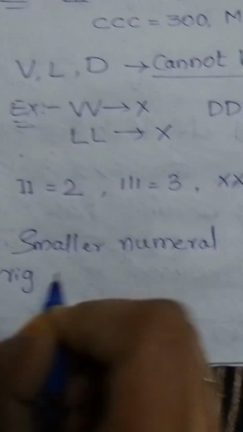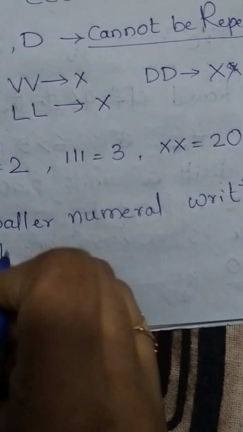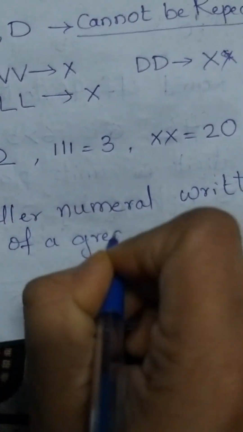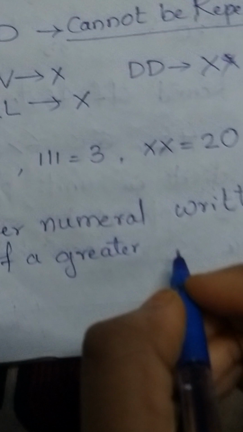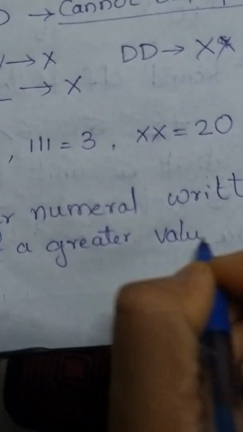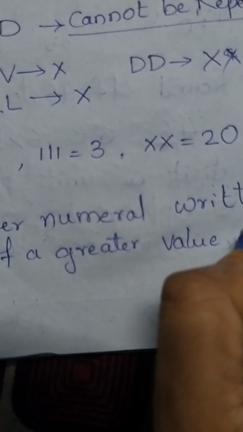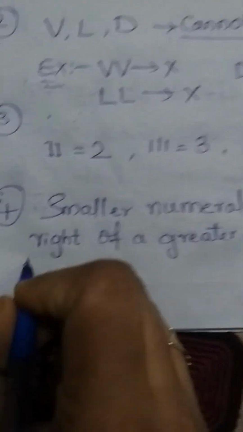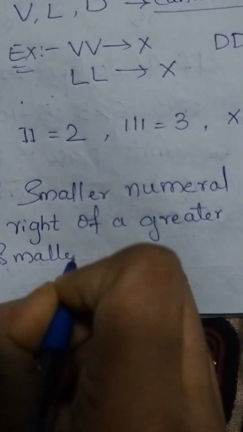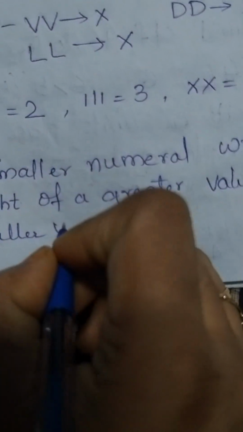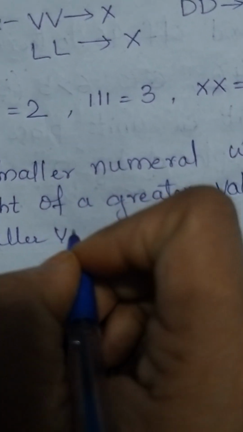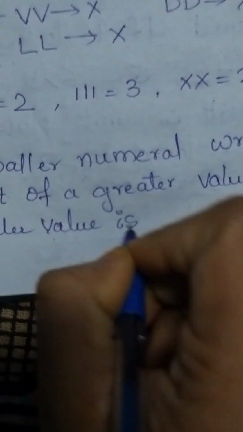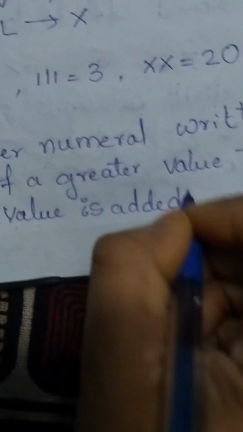If a smaller numeral is written to the right of a greater numeral, then the value of the smaller numeral is added to the greater.